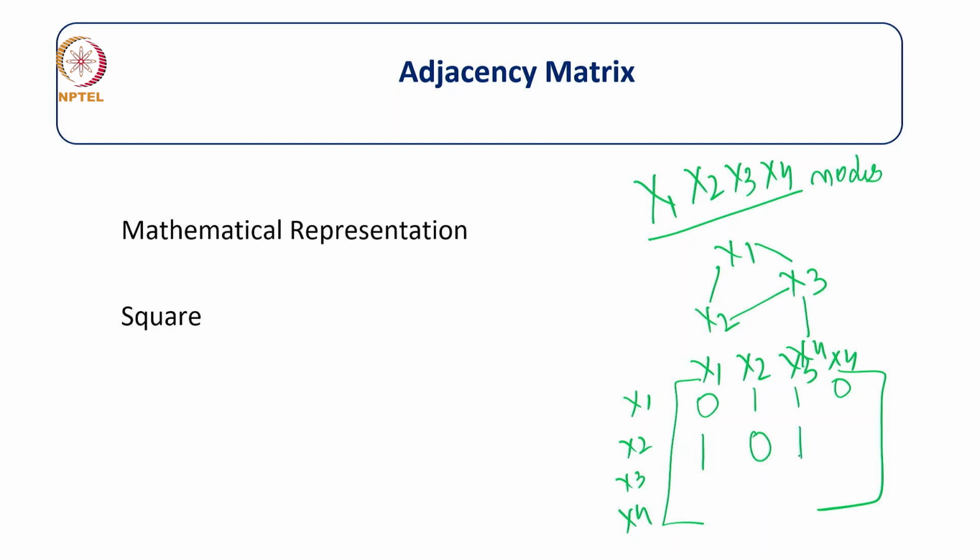x2 to x3 will be 1. Then x2 to x4, 0. Then in x3, x3 to x1, 1. x3 to x2, 1. x3 to x3, 0. x3 to x4, 1. For x4, there is no edge between x4 and x1, so it will be 0. For x4 to x2, there is no edge, it will be 0. x4 to x3, there is an edge, so we will write 1. And x4 to x4, it will be 0. Okay. So this we call our adjacency matrix.